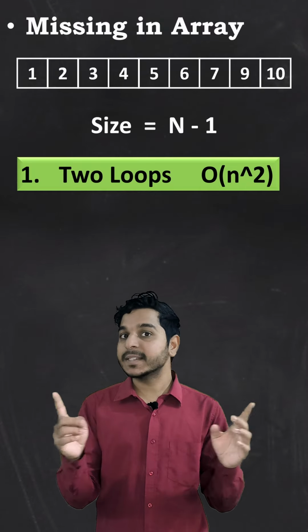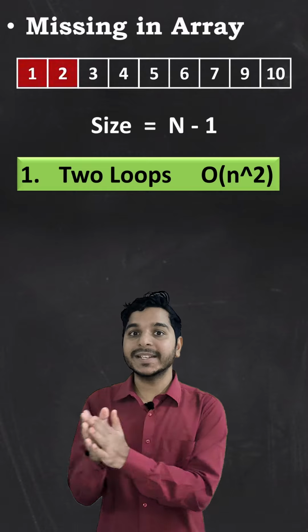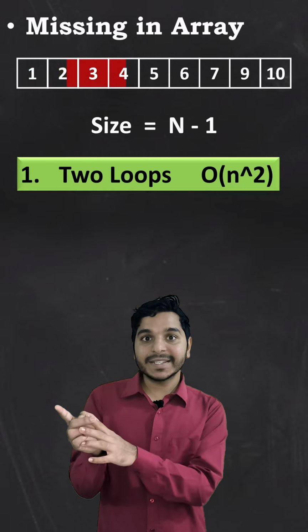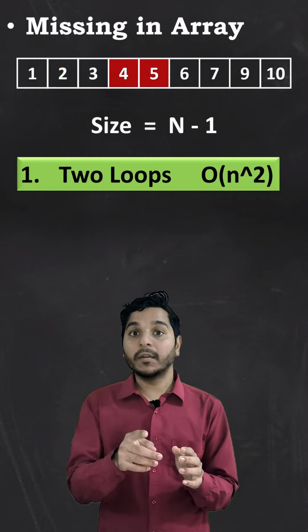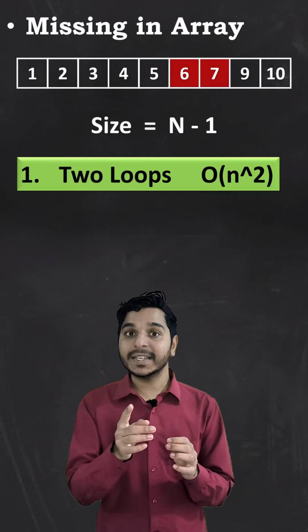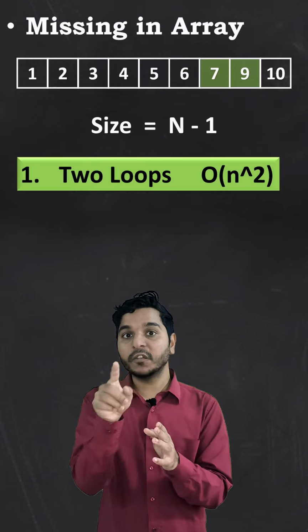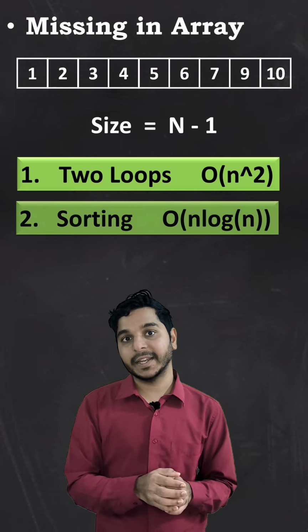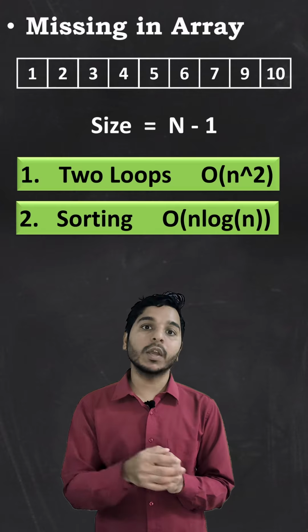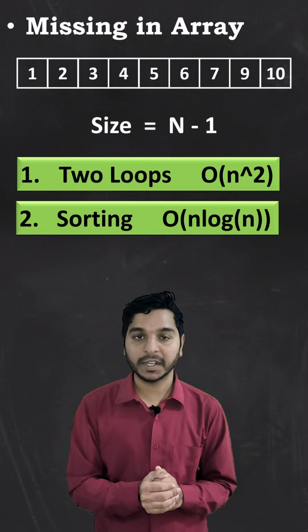We'll sort this array in ascending order and then we'll compare the adjacent elements. If the difference between any adjacent elements is greater than 1, then our answer lies in between them. In this case, as you can see, 7 and 9, the difference is more than 1, so our answer is 8. This approach will take n log n time complexity because sorting takes n log n time complexity.